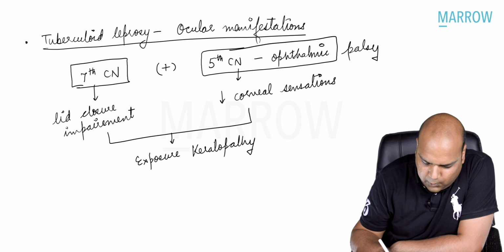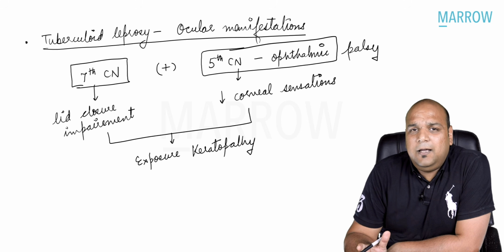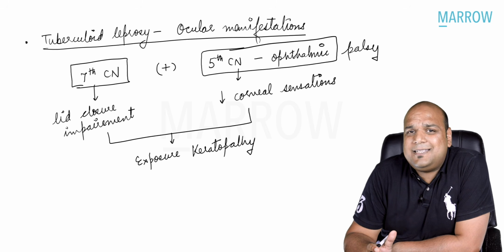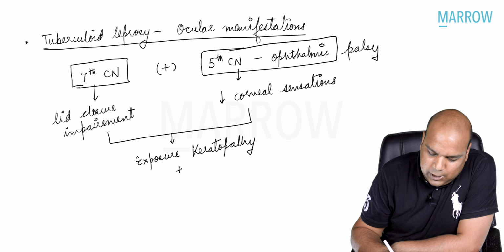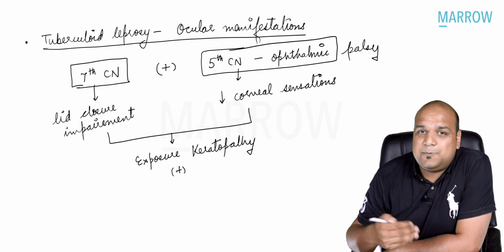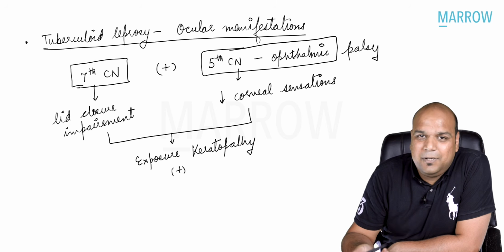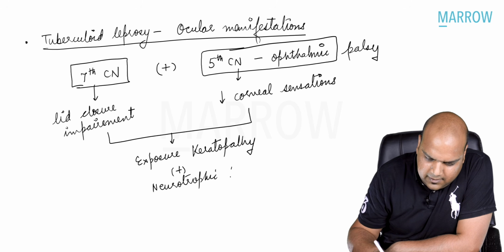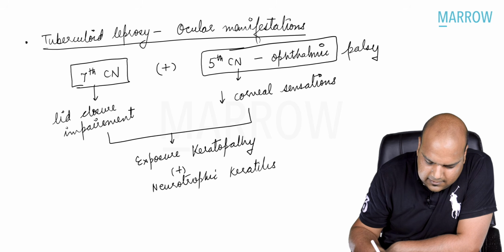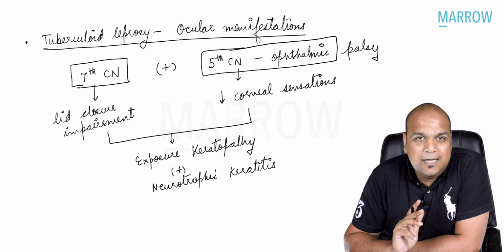Because there is not complete lid closure, everybody, even when we are sleeping, our cornea is subject to the external environment, and that is why it develops exposure keratopathy. And due to loss of corneal sensations, I don't feel any pain. Even if an ulcer develops, there is no symptom because I don't have any corneal sensations, and that is when we start calling it neurotrophic keratitis. The same thing develops in herpes also, neurotrophic ulcer or neurotrophic keratitis due to decreased corneal sensations.